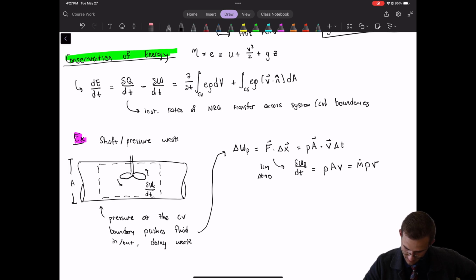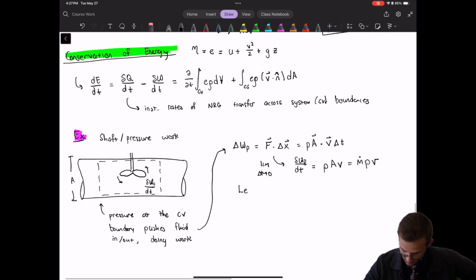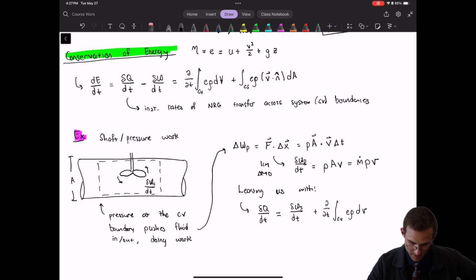So leaving us with the following, which is delta Q dt. Again, we're solving for that. And then we have that given amount of shaft work, dt, plus partial with respect to t over your control volume, E rho dV. Okay? Plus, and then this is the sum of all those pressure works.